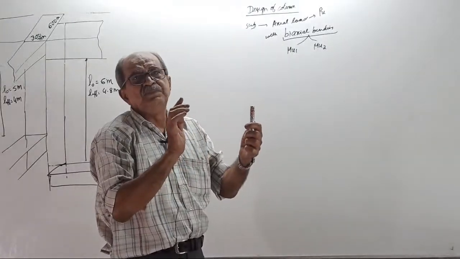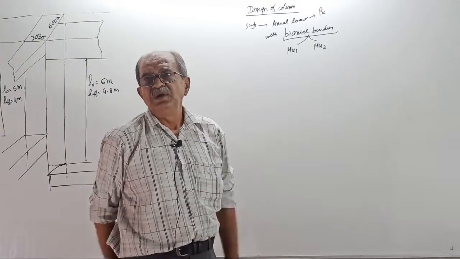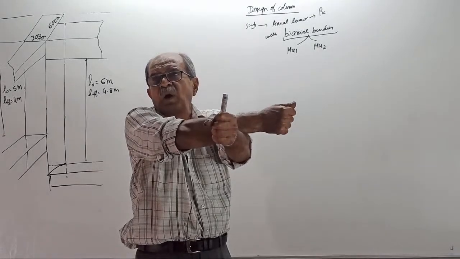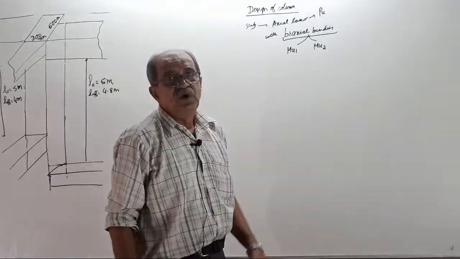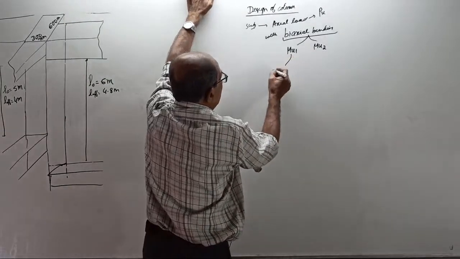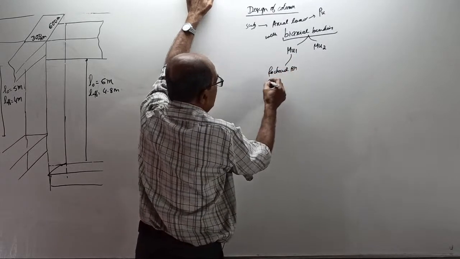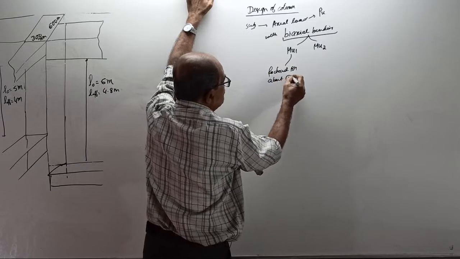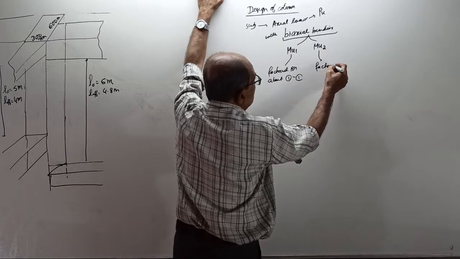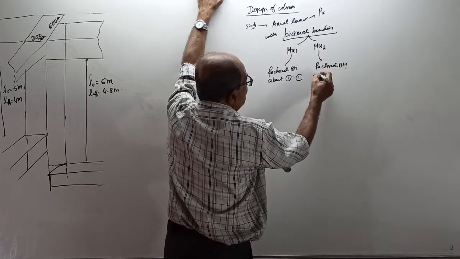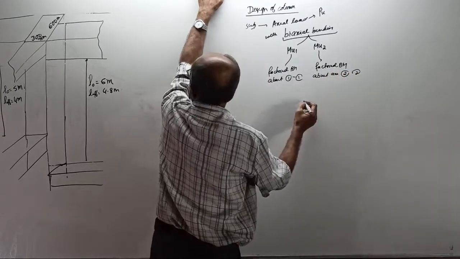Then, one of the factored BM is MU1, the other factored BM is MU2. You are writing two axes in the cross section, 1-1 and 2-2. Factored, you should write everything; I am not writing it here. See, this is the factored BM about axis 1-1. I will show it later. This is the factored BM about axis 2-2. That means, see, I write here.